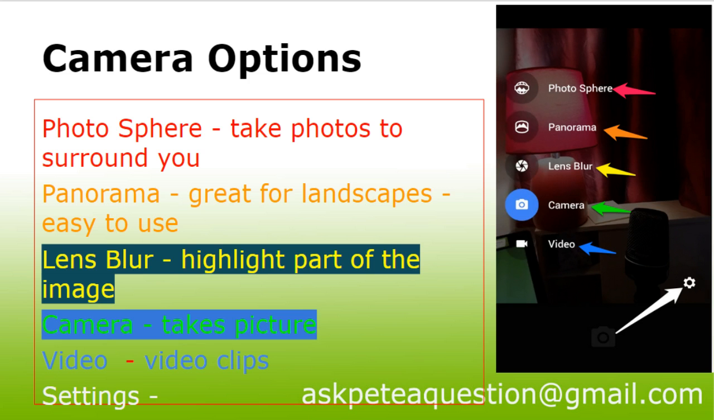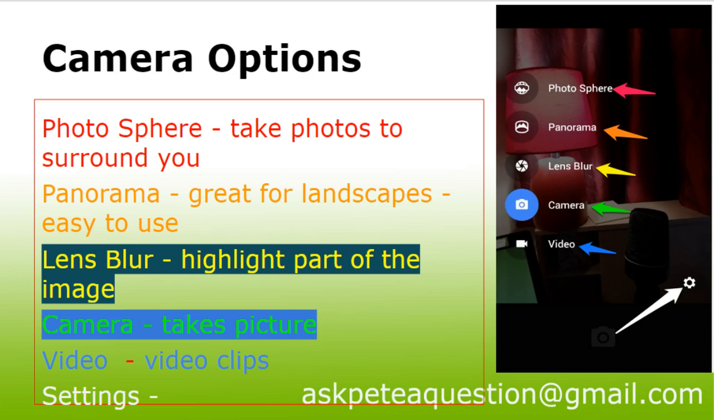Lens blur actually seems to operate on the reverse of the photosphere. So imagine that your object is actually in the middle of the ball, and then you are at the edge of the ball and you're going to take a few pictures around that to give that sort of blurry effect. The camera takes pictures, and as you can see, because I've actually got the camera as the default one, it's got that blue circle around it.